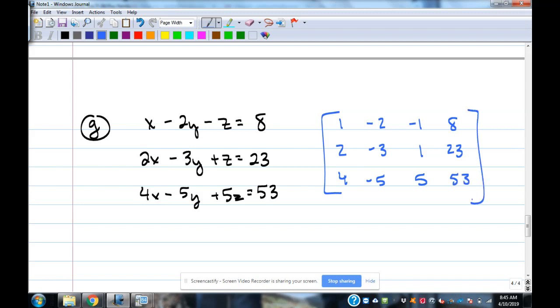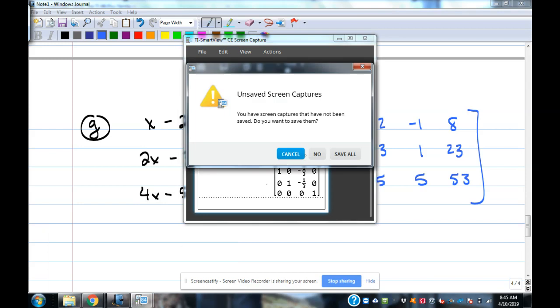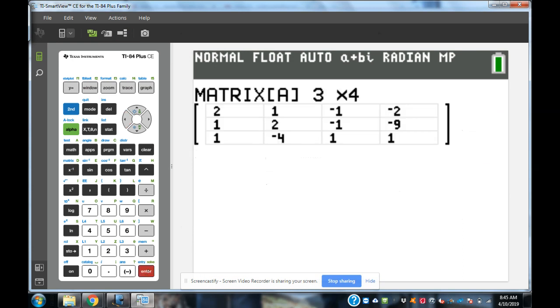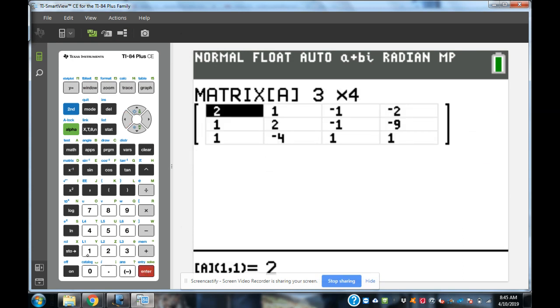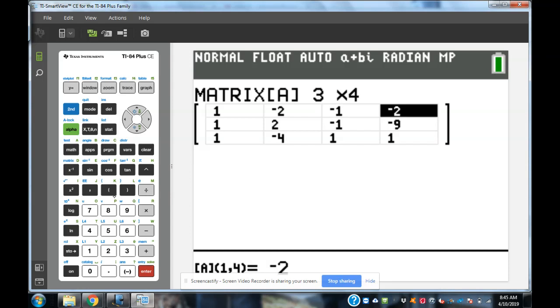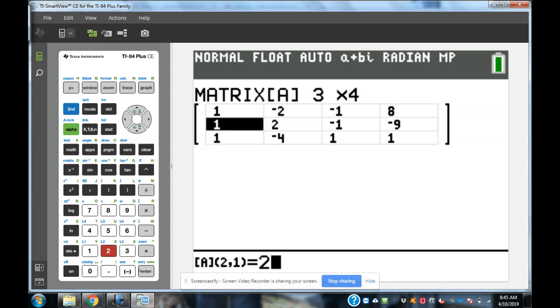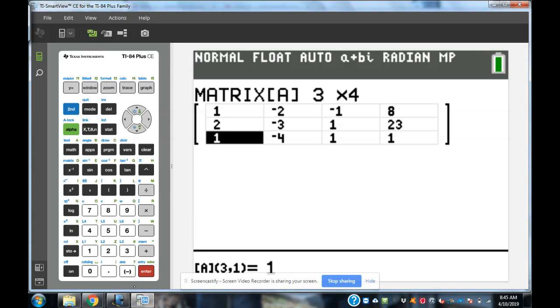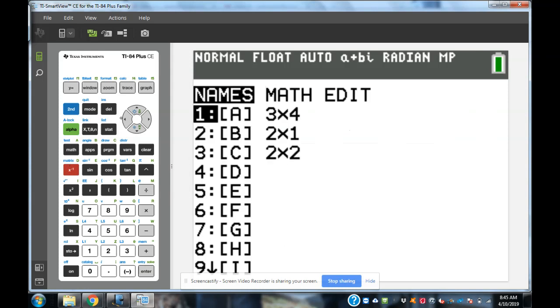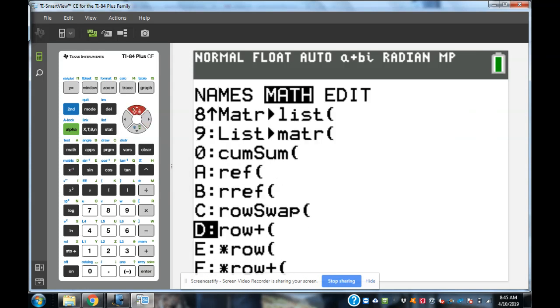All right, so put that system into the old calculator. And matrix, edit, 3 by 4, 1, -2, -1, 8, 2, -3, 1, 23. All right, so here we go. RREF on that. Let's go through the process of getting it in again the old-fashioned way.